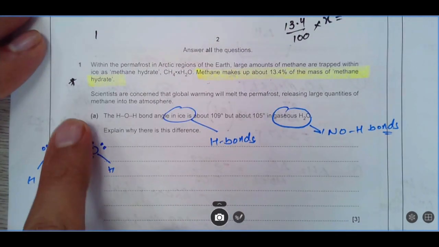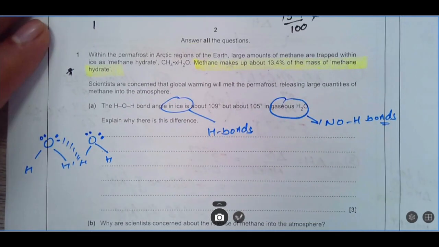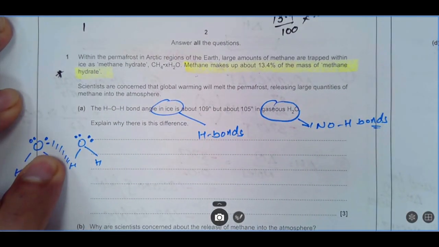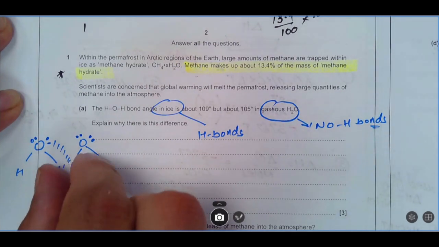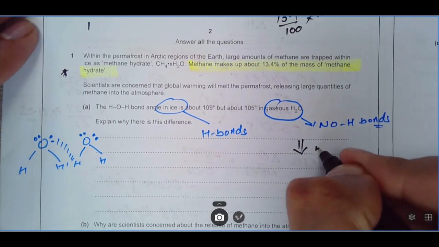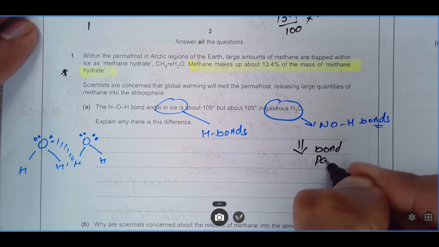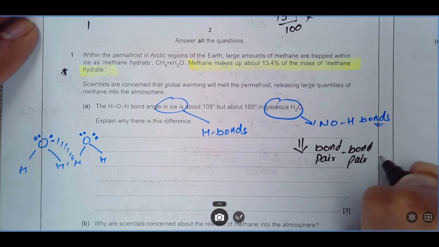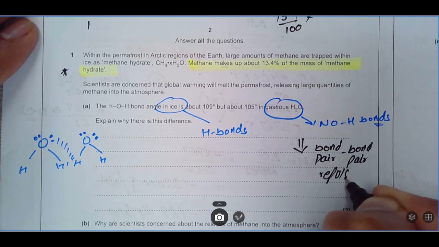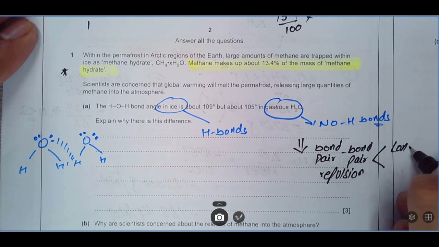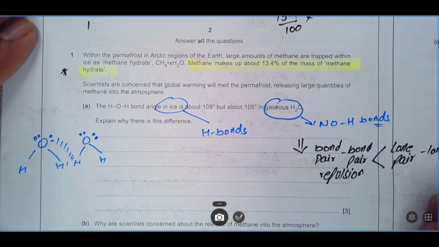But when it is broken, when there are no more of these hydrogen bonds, then these molecules will be further away. So I can then say in this case, bond pair repulsion is less than lone pair repulsion.